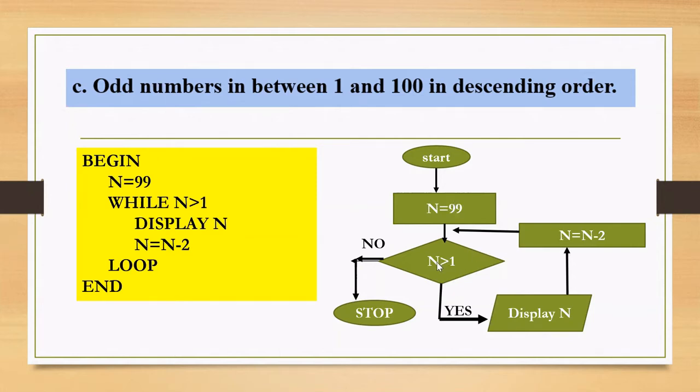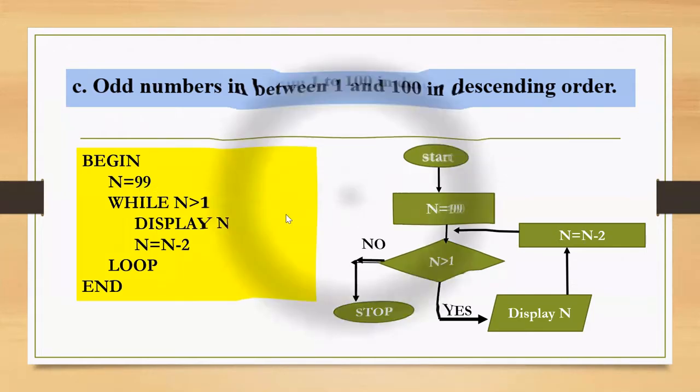Here 99 greater than 1, yes, then display 99 and minus 2, that is 97. Just like that, you can see the odd numbers in between 1 to 100, right? Okay, if it is 3 greater than 1, yes, then display 3. Also 3 minus 2 is 1, 1 greater than 1, no, then stop, right? Okay, so that is very easy, but you should consider the condition and right limitations, assigned values. You should remember those things, right?